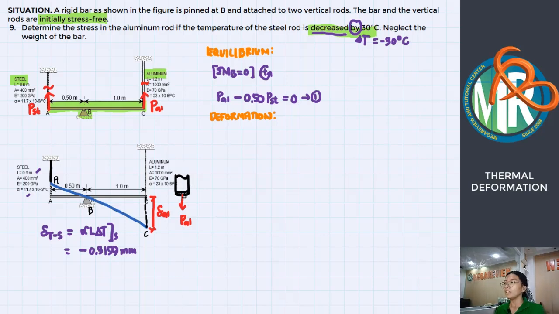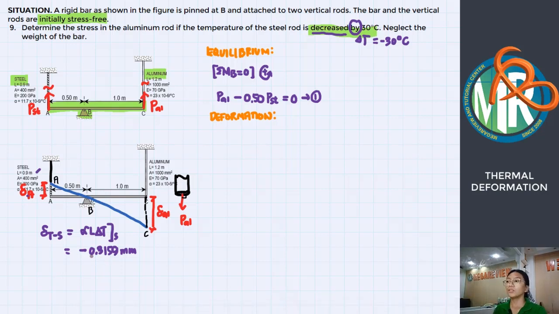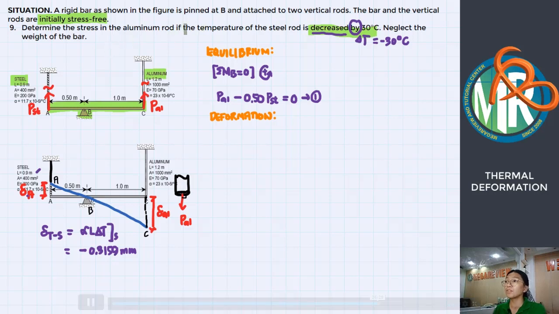Tama po ba? Ngayon, ano yung magiging length na to? Tawagin natin tong delta sub A. Yung displacement ng point A mula dito sa initial point niya patungo dito sa point na to. Ma'am, hindi ba yan yung deformation due to the temperature change dun sa steel rod na 0.3159? By the way, nakalimutan ko, yung kinuha ko lang dito na thermal deformation is yung sa steel lang. Kasi sabi sa problem, the temperature of the steel rod is decreased by 30 degrees Celsius.